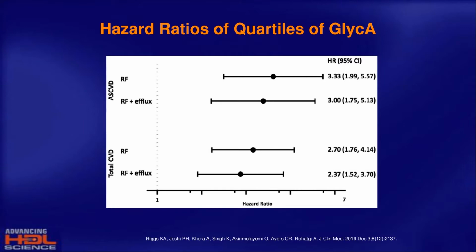So what this data suggests is that although we think about HDL particle concentration as a static measure, there are some pro-inflammatory effects that can be detected with the GlycA on certain HDL subclasses. And those two measures together importantly relate to cardiovascular risk, even after including another major HDL functional metric, the efflux assay.